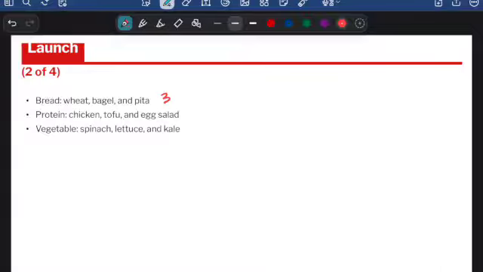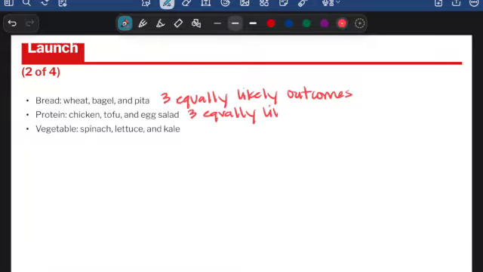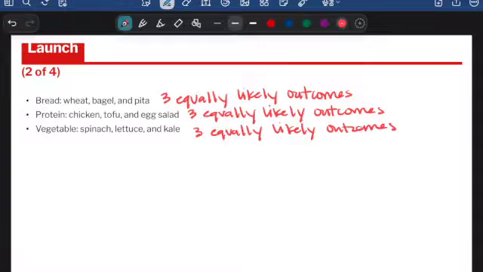So the bread stage, the first stage, had 3 equally likely outcomes. We could get either the wheat, the bagel, or the pita bread. And stage 2 also had 3 equally likely outcomes. We could choose the chicken, the tofu, or the egg salad. Stage 3, same thing, we had 3 equally likely outcomes. We could get either the spinach, the lettuce, or the kale.